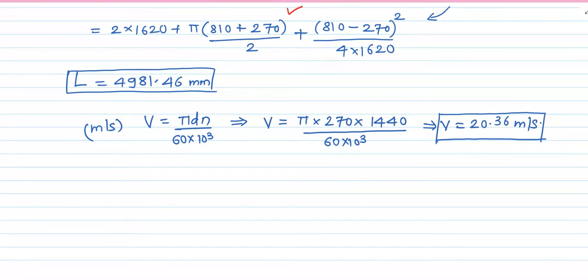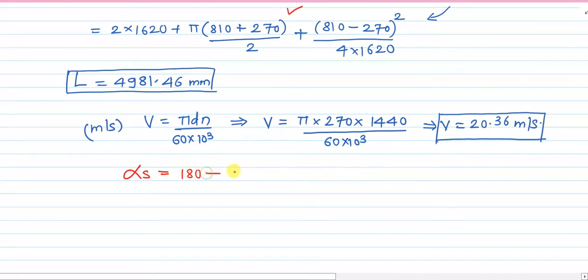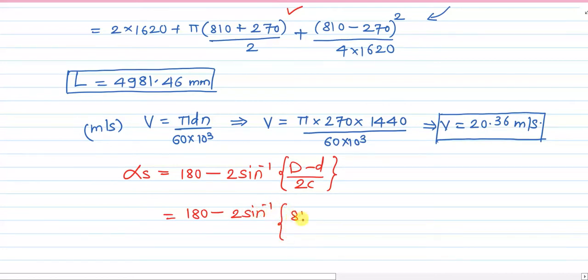On the basis of this, now we can calculate the angle of contact or angle of wrap of the belt on the smaller pulley, which is alpha s, given as 180 minus 2 times sine inverse of (capital D minus small d) upon 2c. So this is equal to 180 minus 2 times sine inverse of capital D, which is 810, small d 270, divided by 2 times capital C, which is 1620. Put it in your calculator.